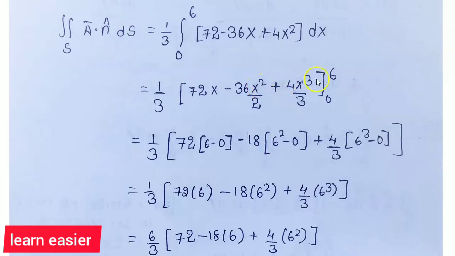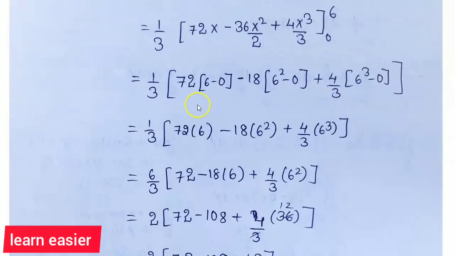So in the place of x square we have to substitute 6 square minus 0 square, which is 0, plus 4 by 3 into x cube. In the place of x cube we have to substitute 6 cube minus 0 cube, which is 0. Now we have 72 into 6 here, minus 18 into 6 square, plus 4 by 3 into 6 cube.